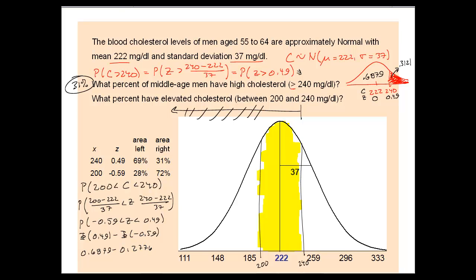And again, when I work with these, there's no need to round until the end. So up here, when they have these examples, they're kind of over rounding a little bit. You can round at the end. I get 0.4103. So this means 41%. So what percent have elevated cholesterol levels? 41% do based on this.